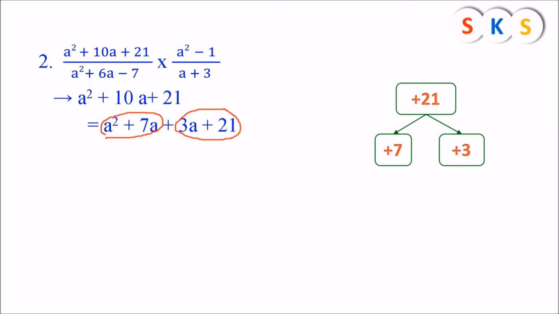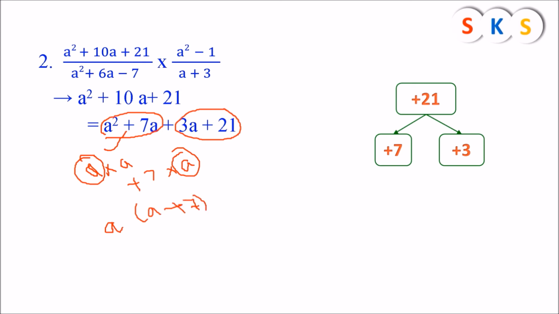Now we will find the common factor in these two terms. What is common in these two terms? A is common, right? A square means a into a, and 7a means 7 into a. So common is a, that we will take as common. So what will we get in the bracket? a plus 7.